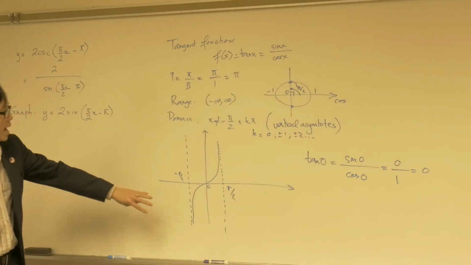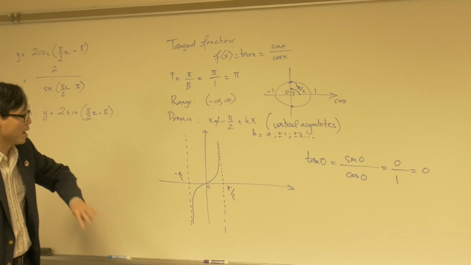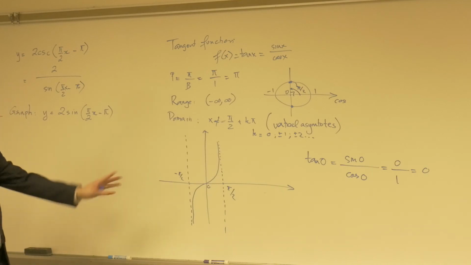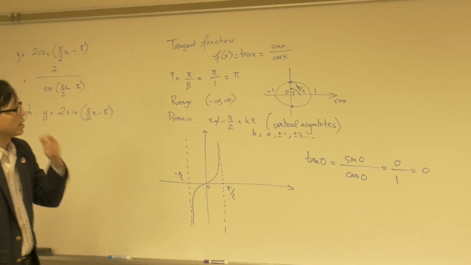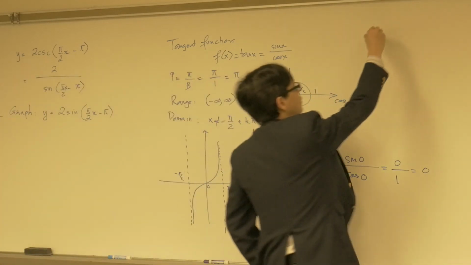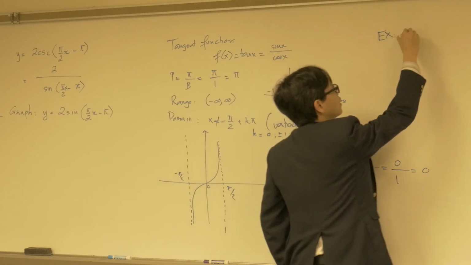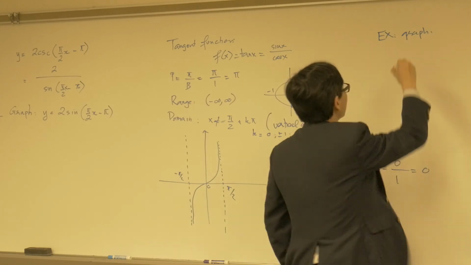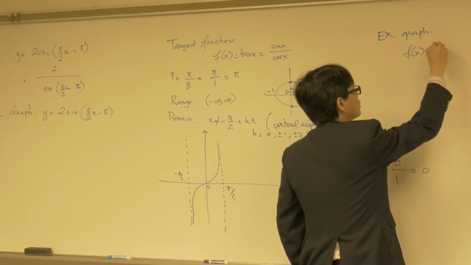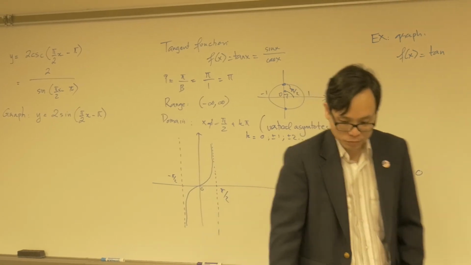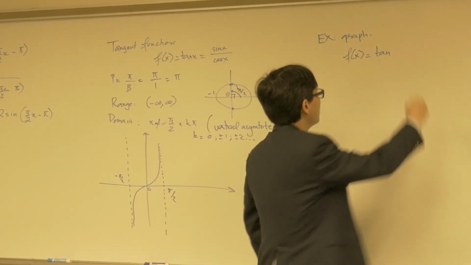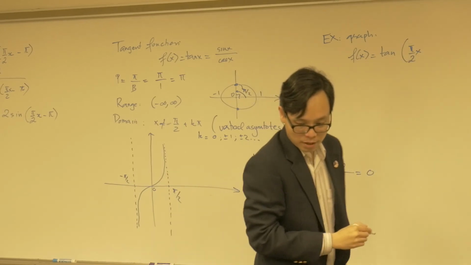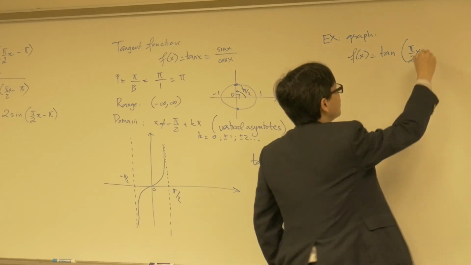So this is the graph of tangent, and this is the parent function. You have to memorize it. And we're going to use this parent function to do transformations for the more complicated tangent. For example, we want to graph f of x equal to tangent of pi over 2 x plus pi over 4.